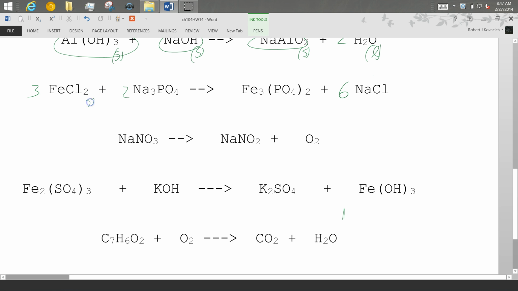So salt, solid, salt, solid, salt, solid, definitely a salt, solid. So get all these guys circled up. Okay, next one.